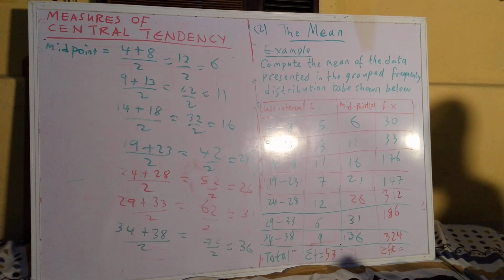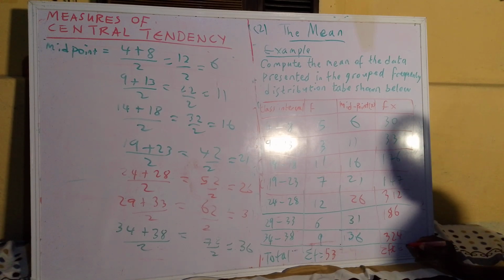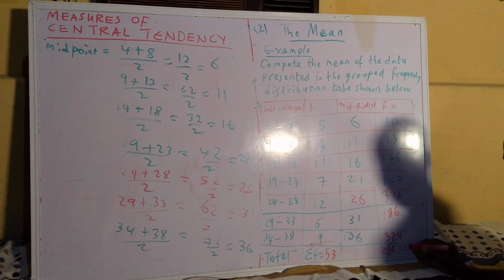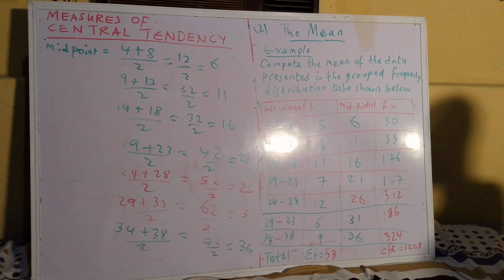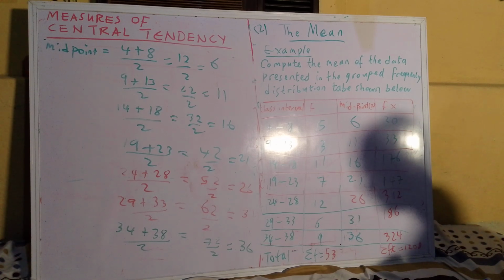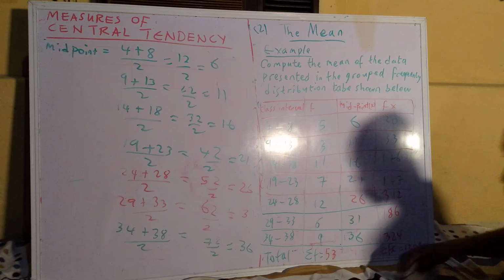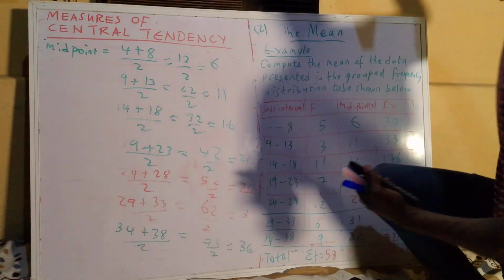Okay, plus 324 gives you 1,208. So that is the summation of f of x. So you can see our work here is almost done.